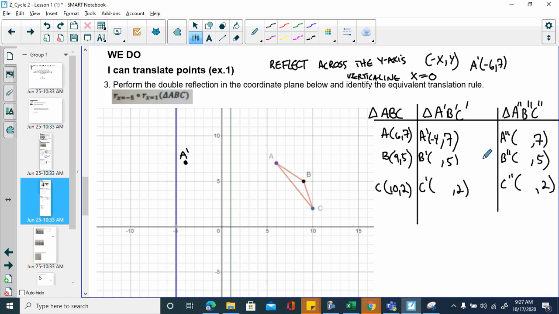Okay, let's test it again for B. B here is a distance of 9 from the green line. So we'll go a distance of 9 on this side: 1, 2, 3, 4, 5, 6, 7, 8, 9. You can see those coordinates are -8, +5. Now notice if we had reflected B across the y-axis, we would have ended up with -9 and +5.